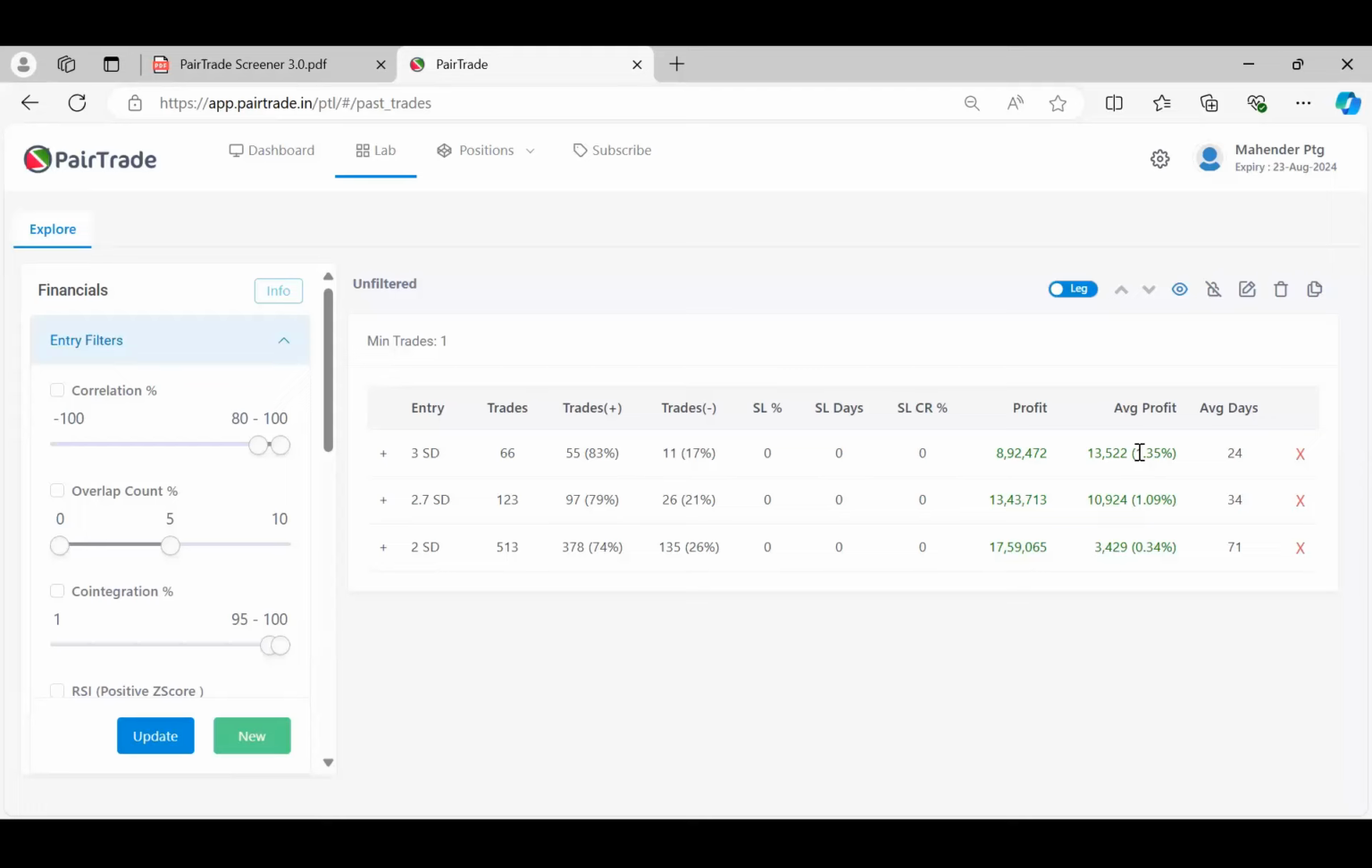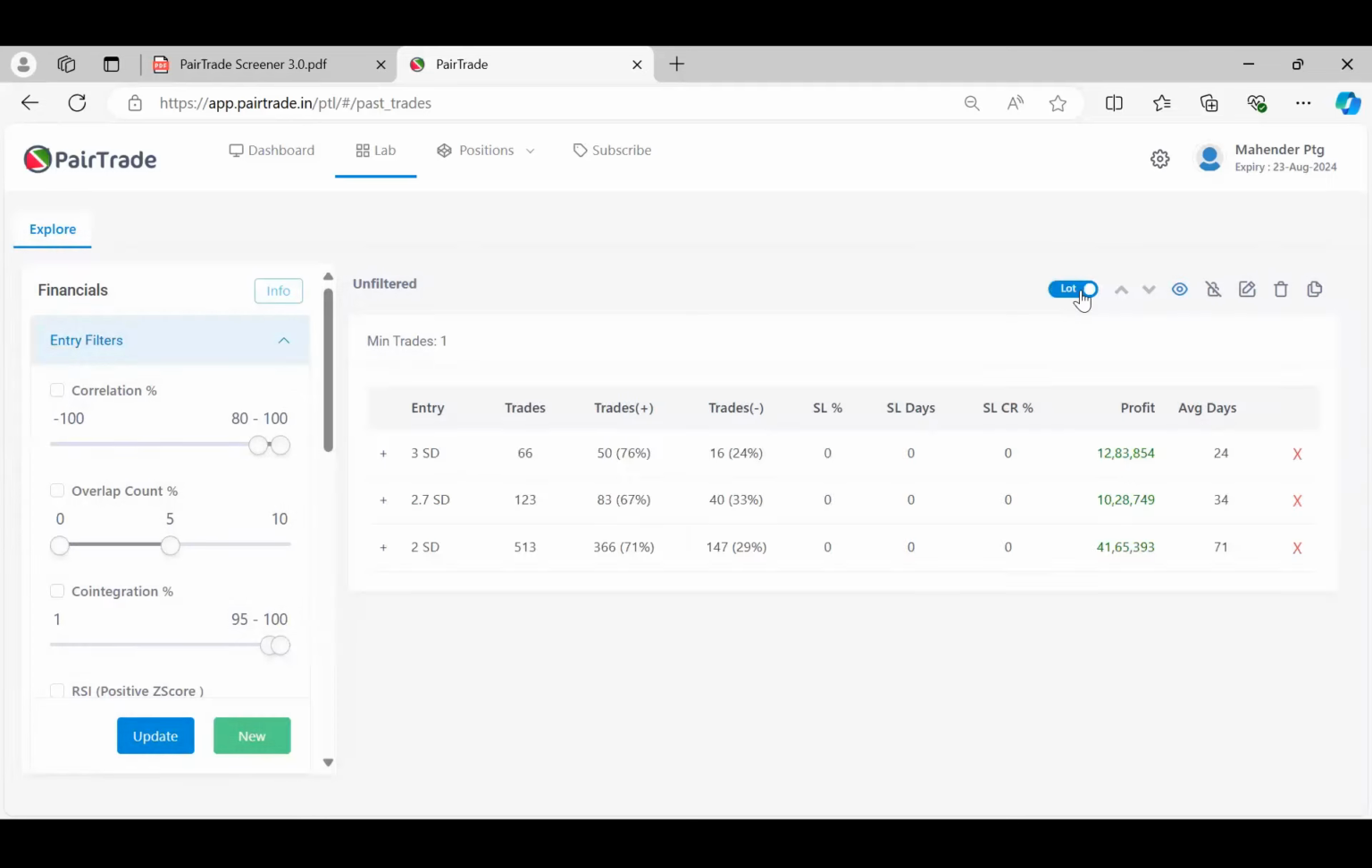This 1.35% is not on the margin, but on the contract value. By default, the contract value is 10 lakhs. So on 10 lakhs, you are earning 13,522 per trade, which is 1.35%, which is very good. If you want to look at it lot wise, then at 3 standard deviation, it is 12 lakhs, 10 lakhs, and 41 lakhs. The number of trades is more, and accuracy is a little down. But if you see the average days here, 24, 34, and 71 days.